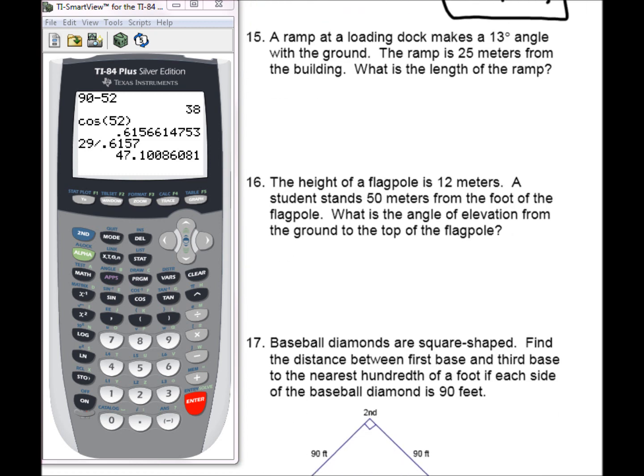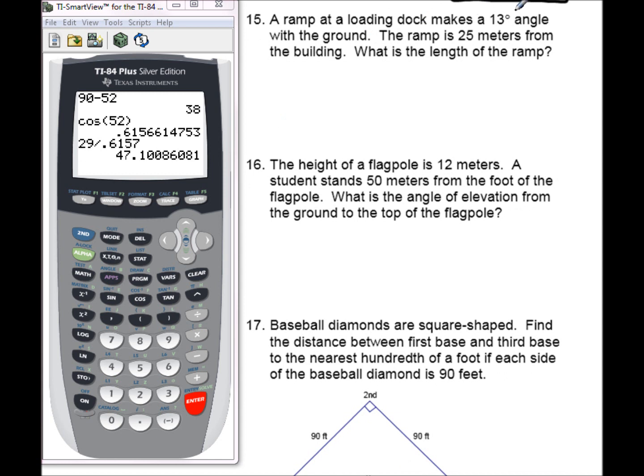Number 15. A ramp at a loading dock makes a 13-degree angle with the ground. So we have a ramp, and then here's the loading dock, and the ramp makes a 13-degree angle with the ground. The ramp is 25 meters from the building. So here's the building, here's the ramp, here's the 25 meters. What is the length of the ramp?